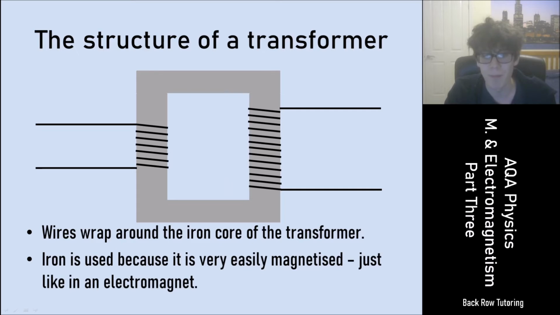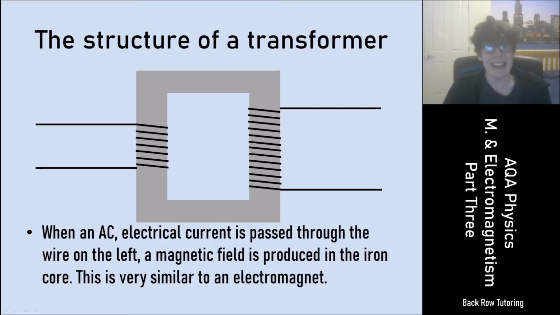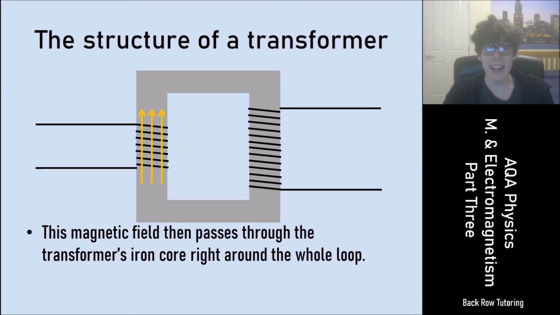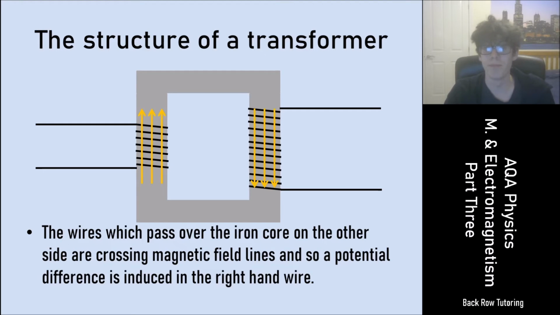When an AC electrical current is passed through the wire on the left, a magnetic field is produced in the iron core. This is very similar to an electromagnet. This magnetic field then passes through the transformer's iron core right around the whole loop. The wires which pass over the iron core on the other side are crossing magnetic field lines, and so a potential difference is induced in the right-hand wire.